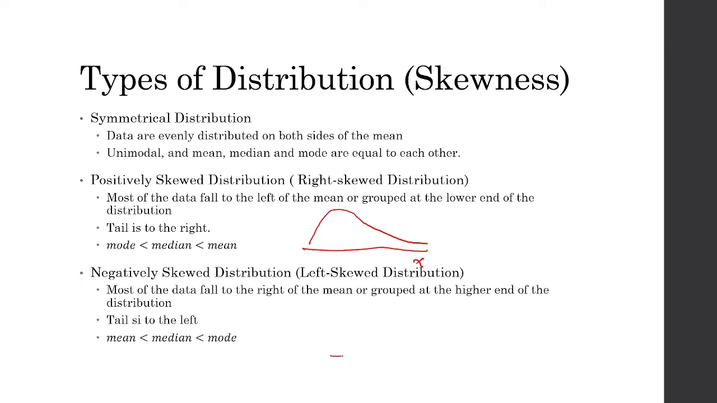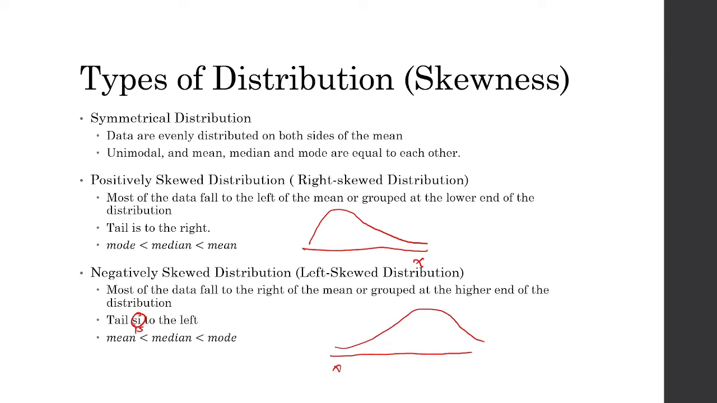And for the negatively skewed, we have here this shape for our values of x, wherein most of the data falls to the right of the mean or group higher at the end of the distribution, higher end of the distribution. So tail is to the left. That should be x to the left. Sorry for the typo. Alright? So those are the types of our distribution.